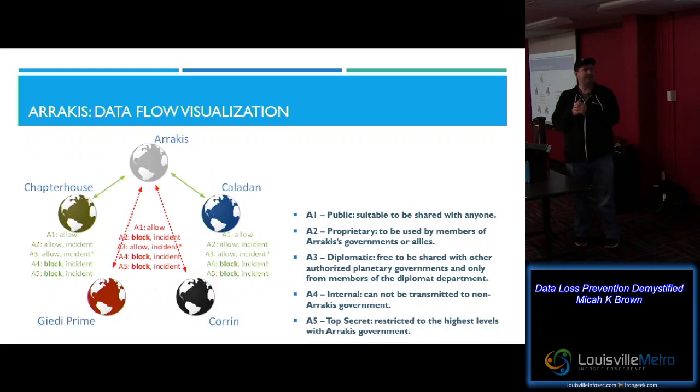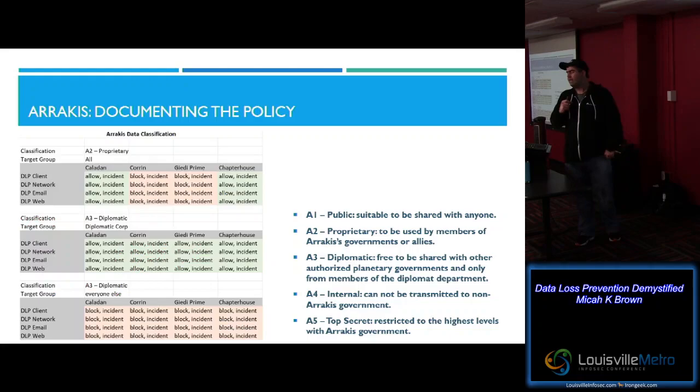Next thing, we overlay what's allowed on our data flow map. This is a great way that when you talk to your business, you can go through and quantify with them what our intent is when we build out this policy, and they can say yes or they can say no. The next thing is to go through and build it out in whatever documentation you choose.